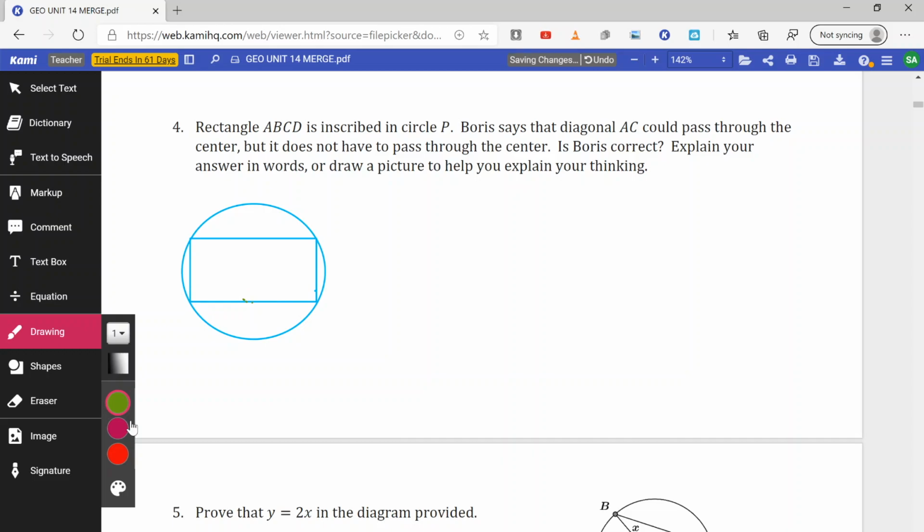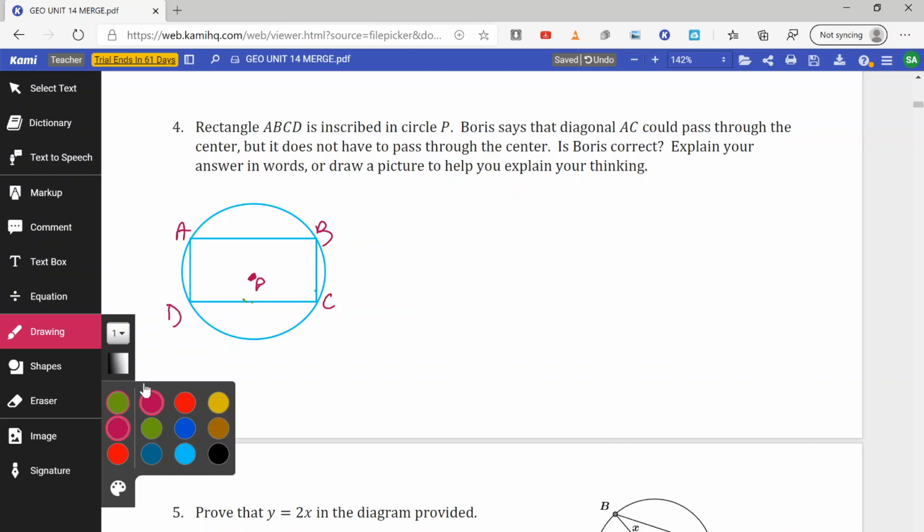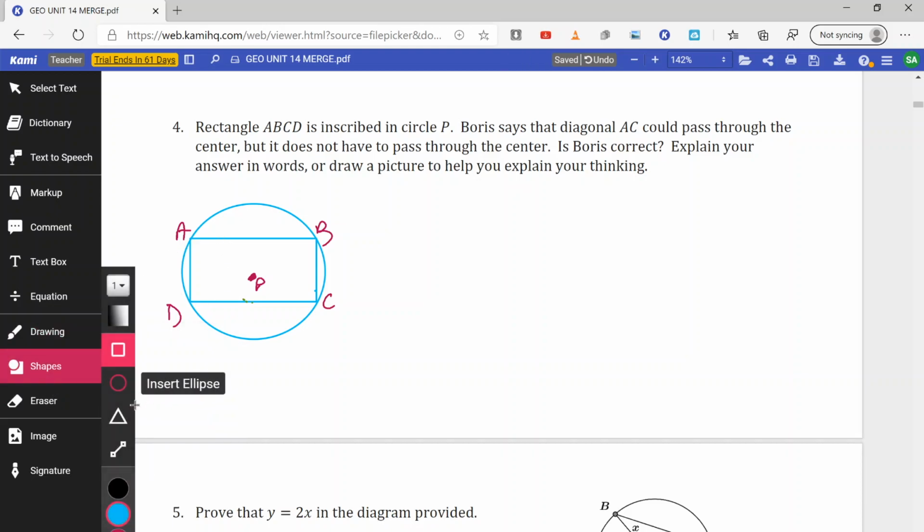So basically we have a center P. And what Boris says is if we have rectangle ABCD, that the diagonal from A to C could pass through the center but does not have to pass through the center. Now, depending how big the rectangle is and where you inscribe it, it's highly unlikely that it would not pass through the center. So my point is a little off center.